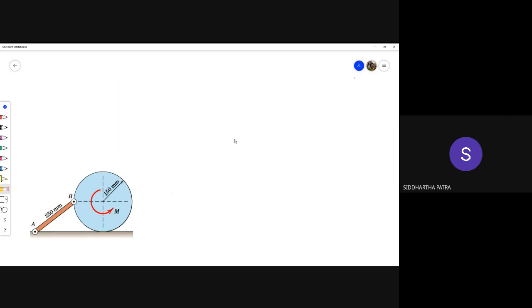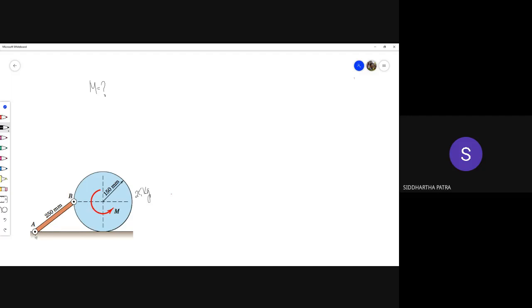So this wheel weighs 25 kg. And the question is determine M, I mean the value of M required to create a relative motion between the ground and the wheel. So I hope you understand what's happening over here.